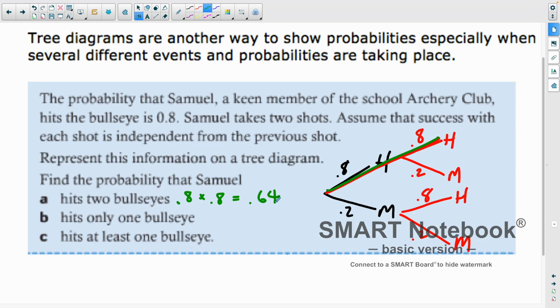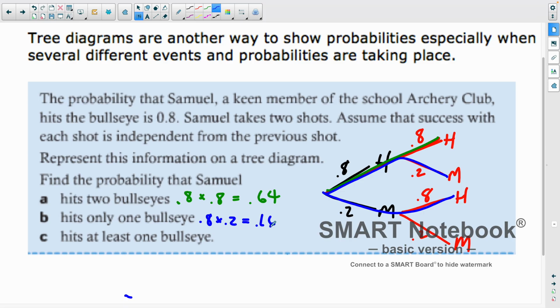What is the probability that I get only 1 bullseye? Well, how can I do that? How many paths? 2. There's 2 paths that take me to 1 hit. I can hit and then miss, or I can miss and then hit. So there's 2 paths that take me to this result. So I'm going to multiply 0.8 times 0.2. That's going to give me 0.16.